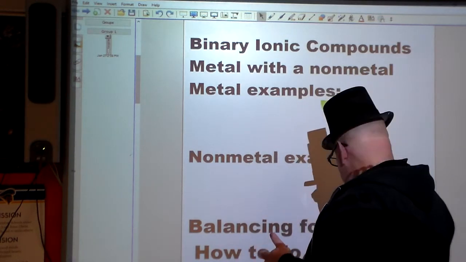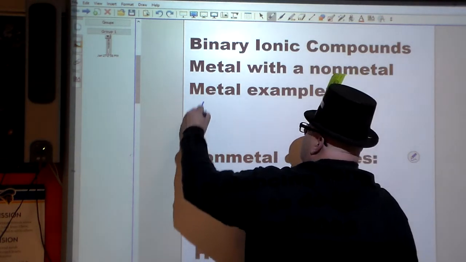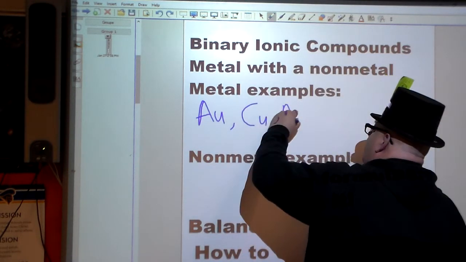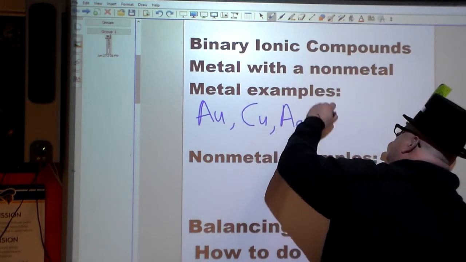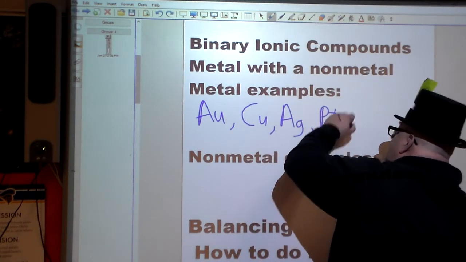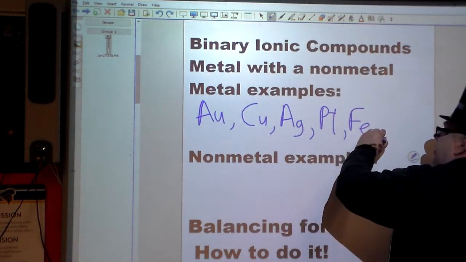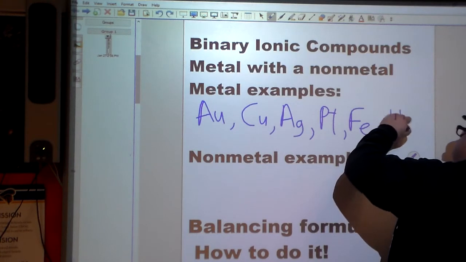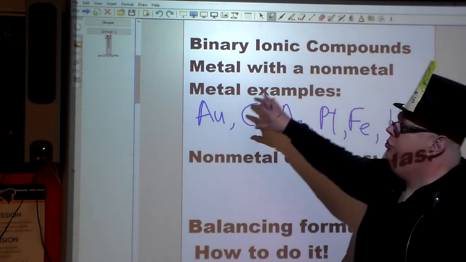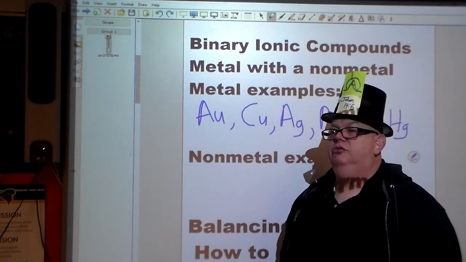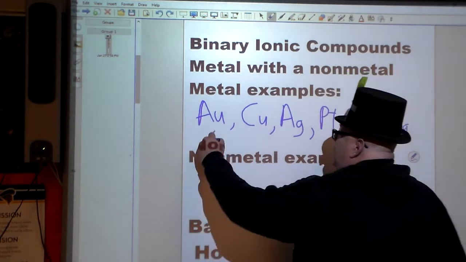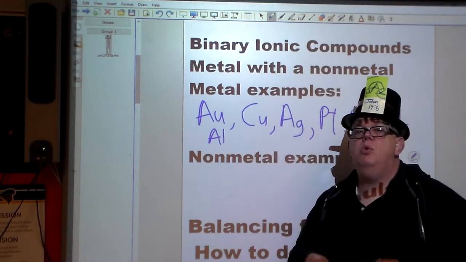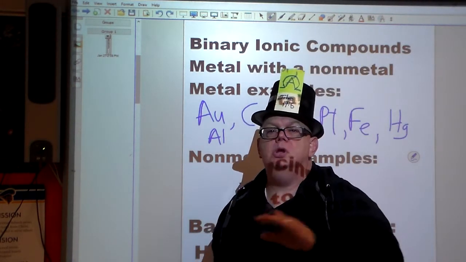But wait, what are some examples of metal? Well, we can talk about gold, copper, silver, platinum, iron. Okay, that's quite a few right there. We can also talk about mercury. So all those are examples of metals that people use. Oh, and aluminum, that's another one. So all of these are examples of metals that will give their electron to a nonmetal who will grab it.